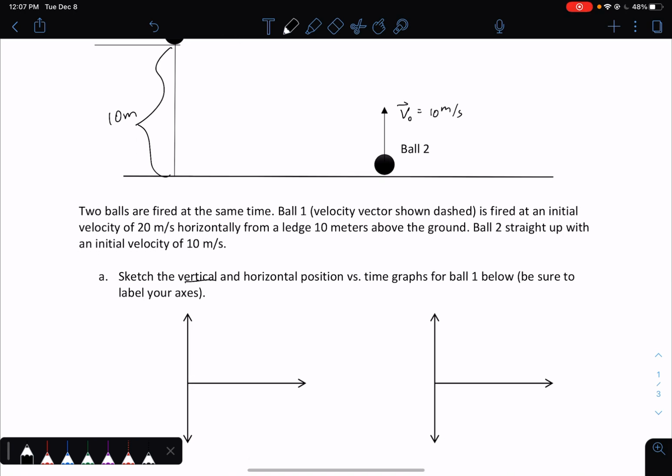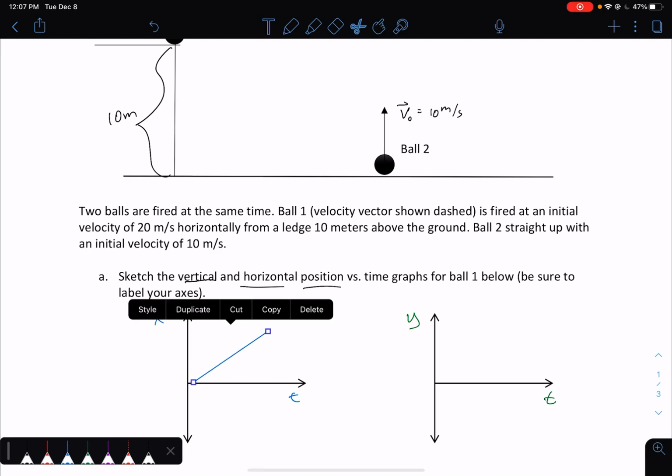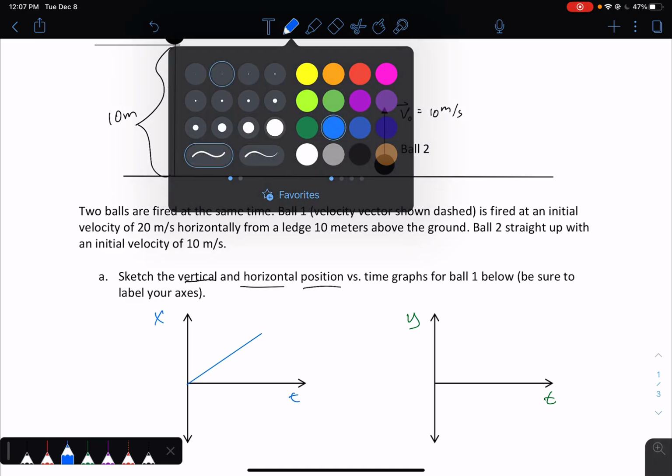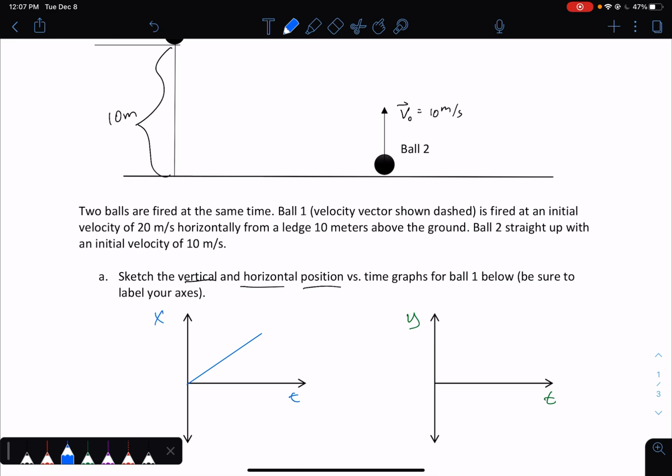And we are to sketch the vertical and horizontal position versus time graph. So horizontal versus time, and then our vertical versus time. So how does this object move through both of those dimensions? Well, through the horizontal, it's going to move at a constant speed. So your graph would need to be a straight line with either positive or negative slope. You are looking at 2 points for that graph, and you got those 2 points if it was linear.